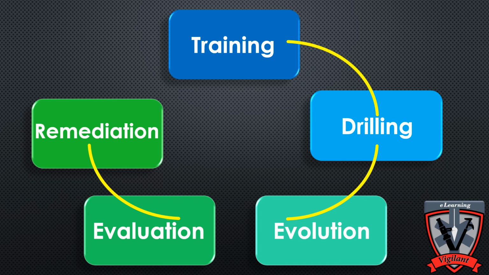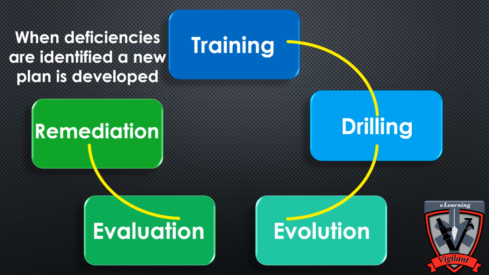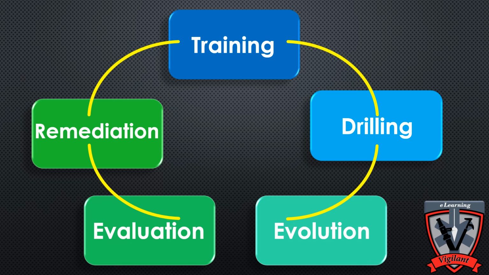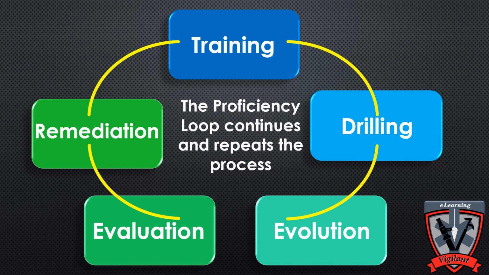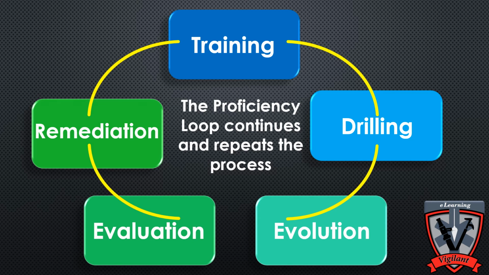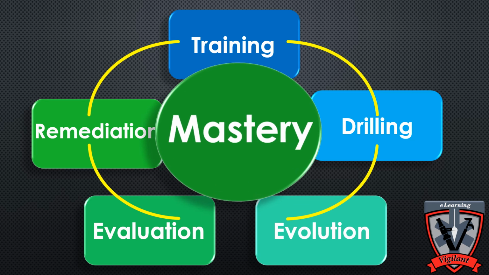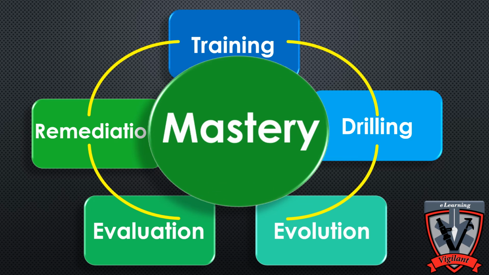So let's say that maybe during our evaluation, we found that the firefighter was putting the ladder upside down. Well, we've identified that there's a problem with the firefighter's understanding of the butt end from the tip of the ladder. So we remediate some training. We develop training, complete the proficiency cycle, go back to drilling, apply it again, evaluate it again, and then remediate it. And this completes the loop, and we develop mastery by just maintaining that loop over and over again through training, drilling, evolution, evaluation, and remediation.